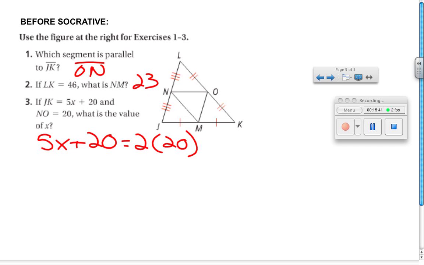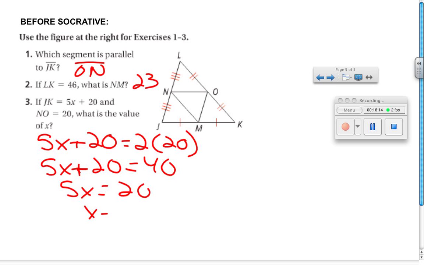Yes, it is 40. I want to make sure that we understand why it's 40. The mid-segment is the 20. So we double the mid-segment and it will equal the third side. So that's the equation that you want to set up. We have this done: 5x plus 20 equals 40. Absolutely, yes, that's what he said. I just wanted to make sure that people understood why it's 40. Okay, so 5x plus 20 equals 40. 5x equals 20, so x is 4.